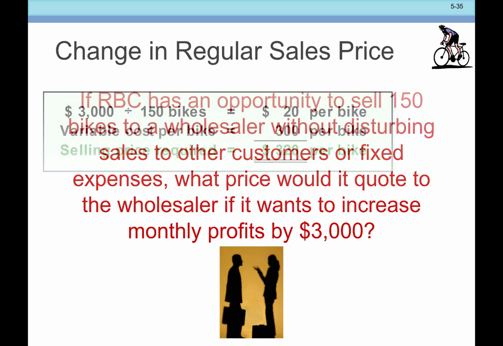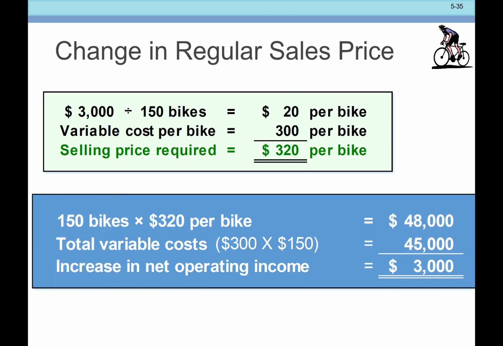Now you take that $3,000 extra profit, you divide it by the 150 bikes, that means we need $20 per bike, okay? And if our variable costs are what? $300 per bike, then we have to sell the bikes for $320, right? So that we'll have $20 left over, and since we've already covered our fixed costs, assuming we're happy with our profit as it's been already, then we can go ahead and sell the bikes for $320. And if we do that, we will accomplish the goal of increasing our operating income by $3,000, right?